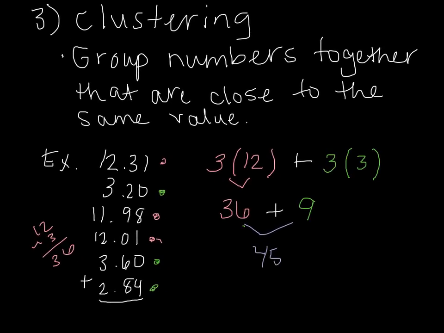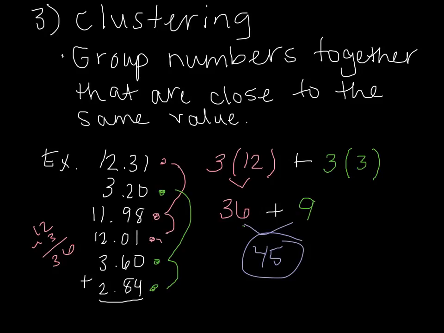45. So what clustering does is it says, okay, I have these three numbers that are close to 12, so I'm going to do 3 times 12. Then I have these three numbers that are close to 3, so I'm going to do 3 times 3 and then just add them together. So again, this is just another strategy. And we're going to be practicing all of these right now, and then after that you get to pick which one you like best.